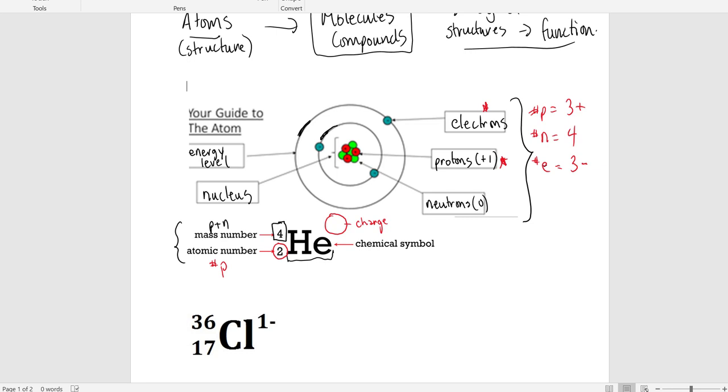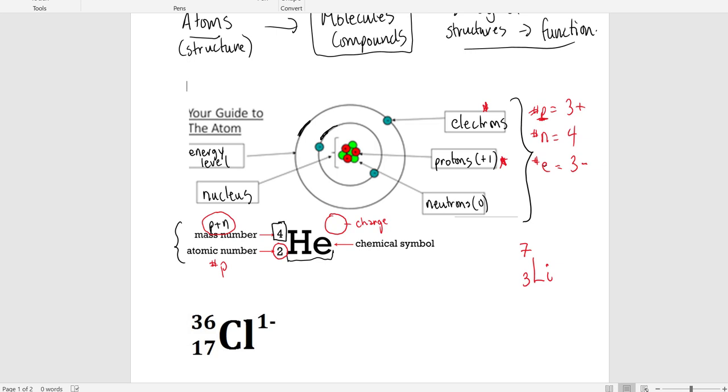So I would start by writing the symbol, and then in the top left corner, I'm going to write the mass number. Now remember, the mass number is protons plus neutrons. So if I look up here, I've got 3 protons, 4 neutrons, so I have a mass number of 7, right? And then if I look at the bottom left corner, I've got the atomic number, 2 for helium, but the atomic number for lithium is the number of protons, which is 3. So that number would go there.